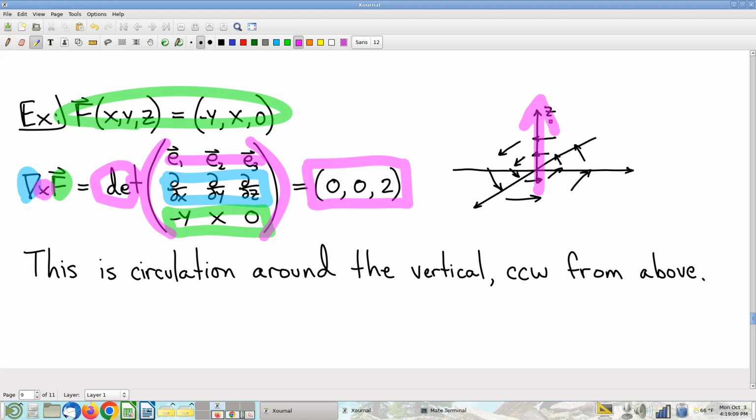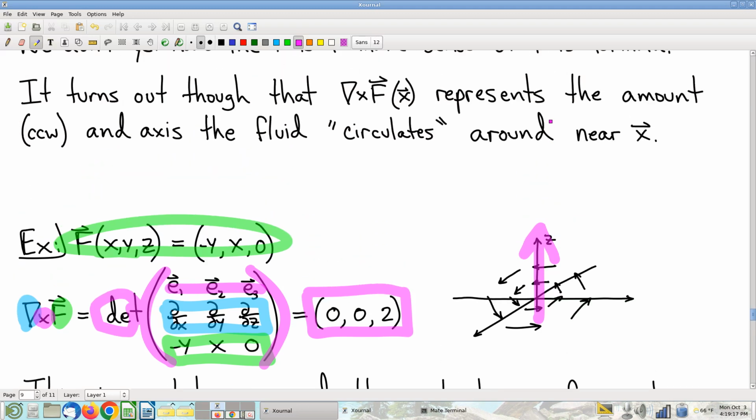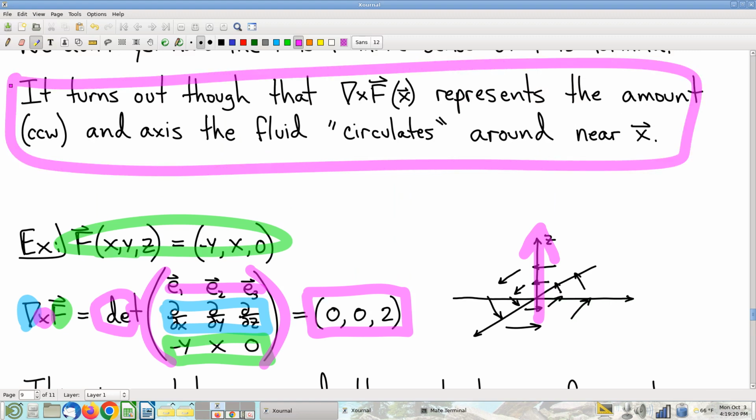Is that cool? Now, again, this doesn't prove anything, right? This is just an example of what we're claiming here, that the curl tells you about the axis that the fluid's circulating around. And then there's also the matter of the magnitude. The fact that the magnitude is 2 here is some indication of how much the fluid is rotating around that axis. And I can't make this precise. Again, we just don't have the proper tools yet. And this will all get quantified and made precise when we get to chapter 6 and 7.